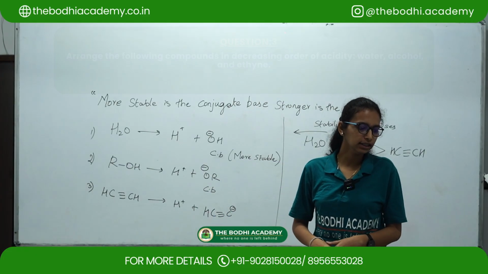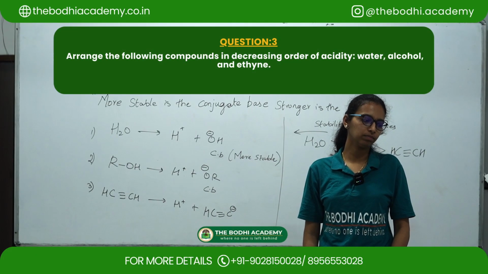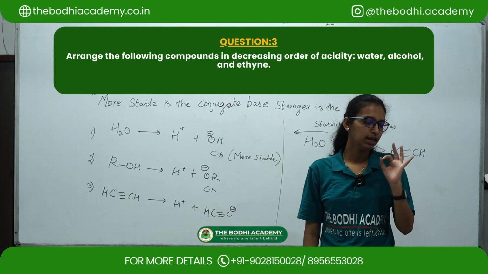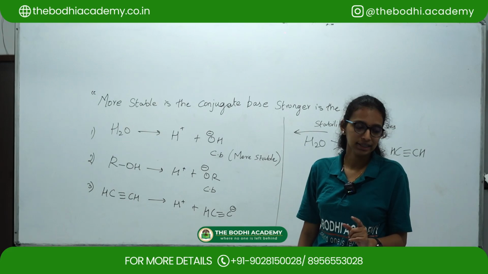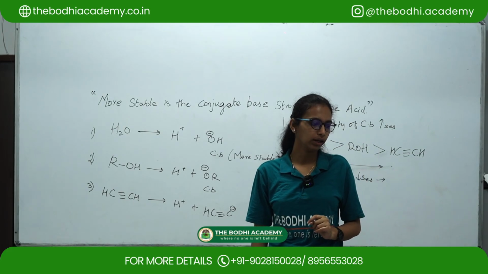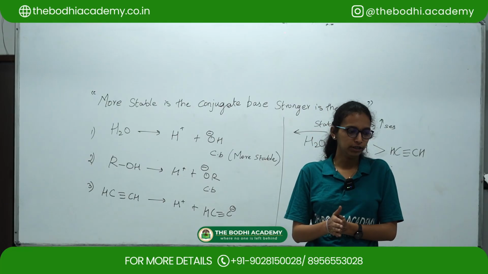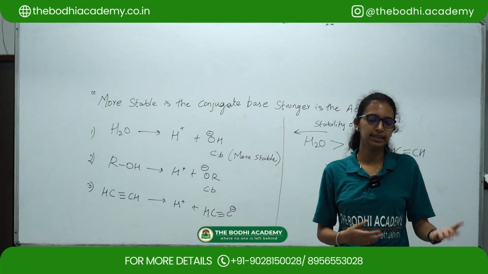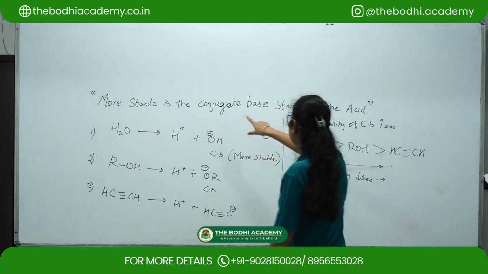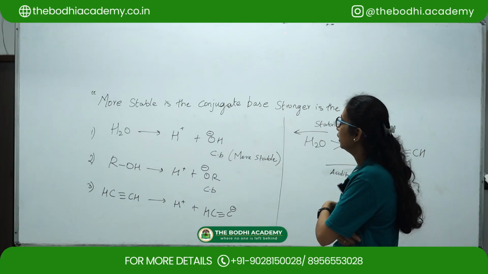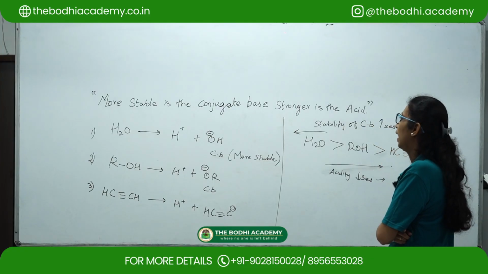What is the question? Arrange the following compounds in decreasing order of acidity. What are the 3 compounds? Water, alcohol ROH and an ethyne molecule. Okay, C triple bond C. Now how will we identify which is more acidic, which is least acidic? It is from this sentence in quotation: the more stable the conjugate base, the stronger is the acid.